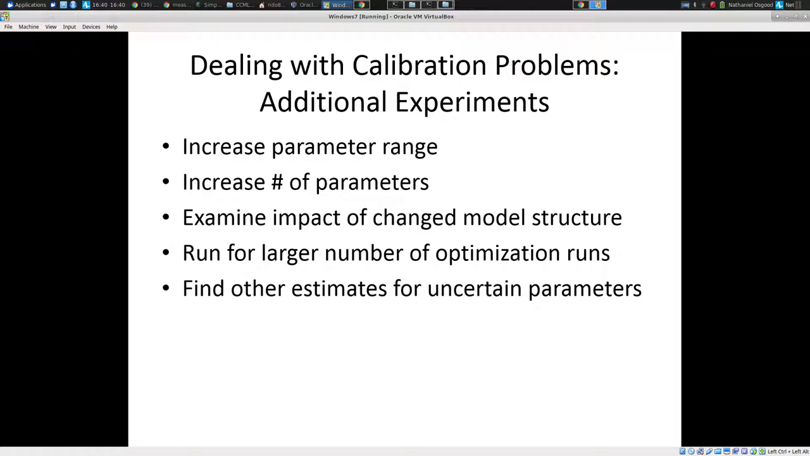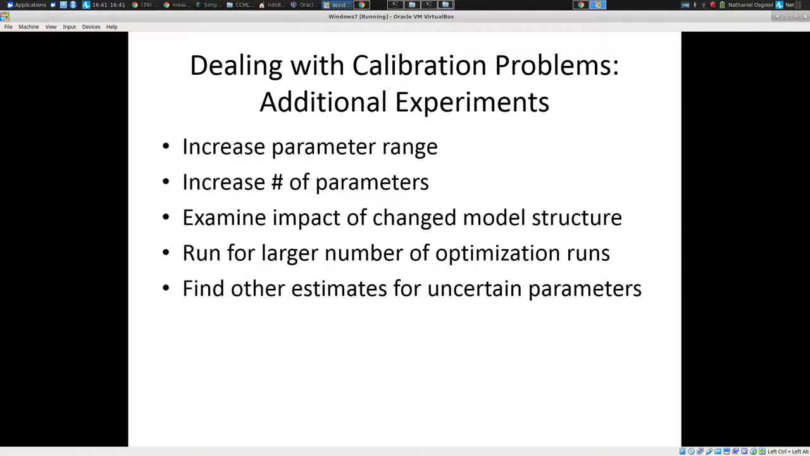So additional experiments: you can increase the parameter range. Maybe you notice the parameter is right at the end of its range, just at the upper edge of the range you gave it. Maybe it needs to go a bit higher. And why does it want to make it higher? What's it getting at? You try running it with a higher value. It's right. It wants to make that higher because it will help with this. And you try increasing the parameter range, and then maybe other things go against the edge of their range, and you got to try to work within that.